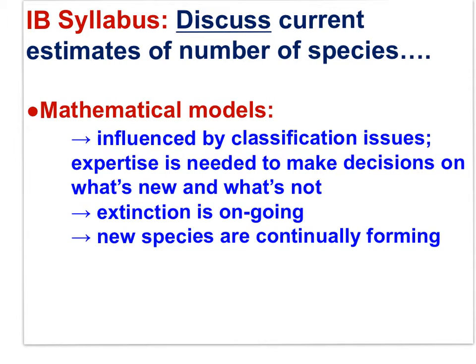As you consider the techniques used by Terry Irwin, including the ethical aspects of his work, it's important that you think rigorously around this IB syllabus statement. Discuss current estimates of number of species. Realize that we use mathematical models, but they're influenced by classification issues. We need expertise when making decisions on what's new and what's not. As well, in the discussion, remember that extinction is ongoing, and new species are continually forming.